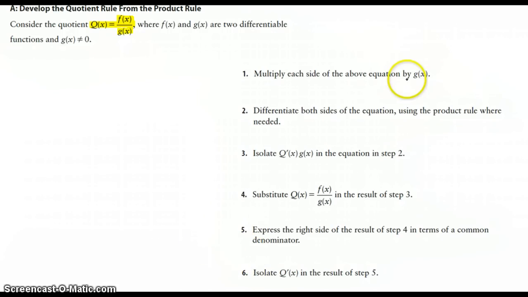Step 1 says to multiply both sides of the equation by g of x. That will get rid of this g of x and leave me with the equation g of x times q of x equals f of x. Step 1 done. Next, I'm supposed to differentiate both sides of the equation.